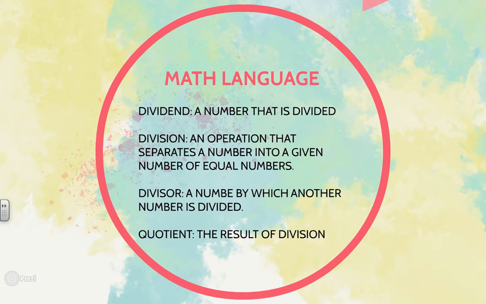Okay, so here is your vocabulary for tonight. The first is dividend, which is a number that is divided. Division is an operation that separates a number into a given number of equal parts. The divisor is a number by which another number is divided. And the quotient is the result of division. It's your answer. You might have to pause this to write them all down.